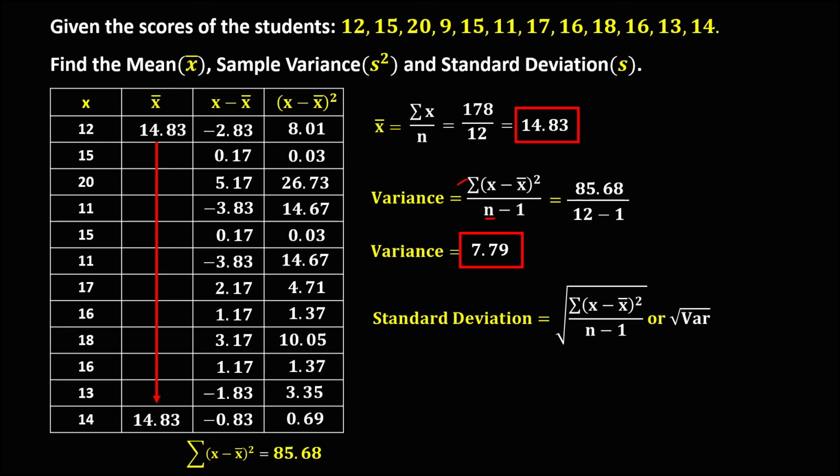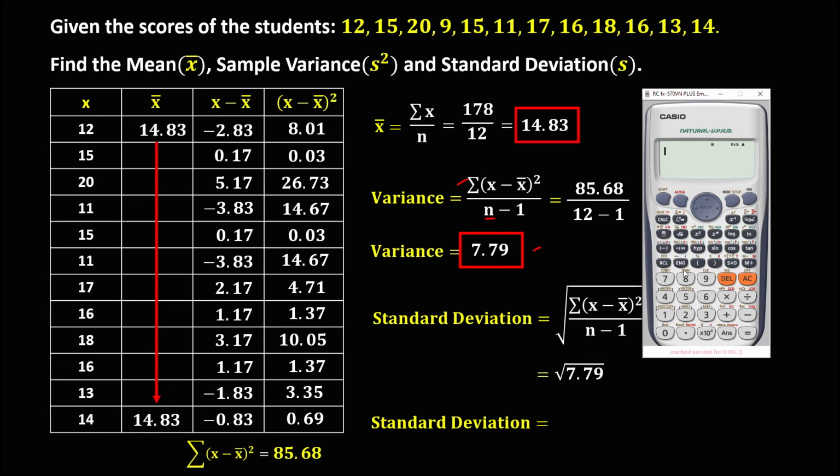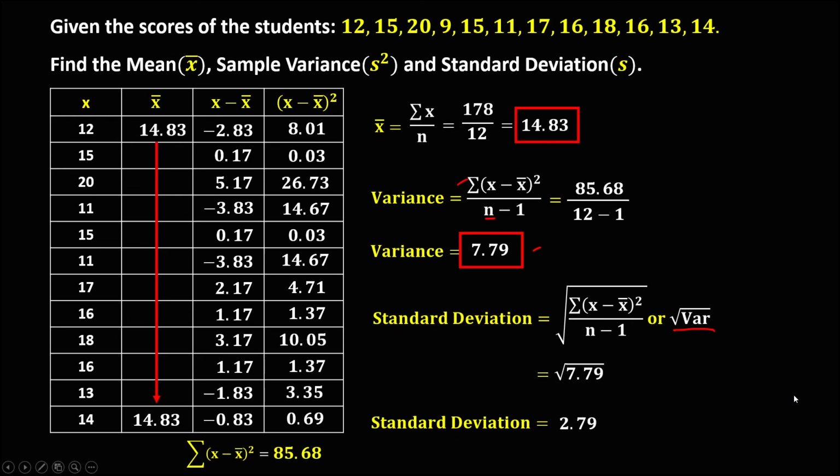Then for the standard deviation, the formula is the square root of the variance. Since the variance is 7.79, to find the standard deviation we take the square root of 7.79, which equals 2.79. So the standard deviation is 2.79.